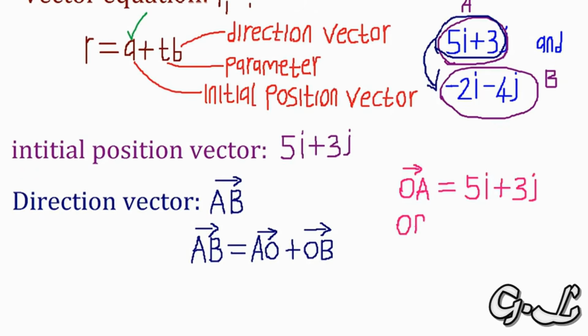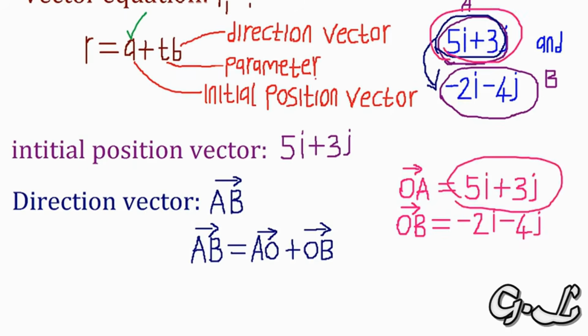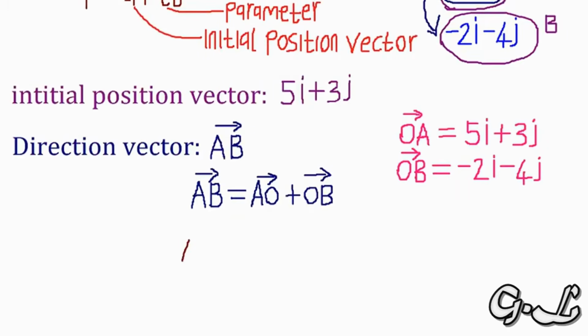And then what about vector OB? Again, we're going to say that the point B is relative to the origin, and it is going to be OB. It is from O to point B. So it is going to be negative 2i minus 4j, just like that. So that is how it is going to be. And then what is the next step? The next step that we're going to take is that we're going to start replacing what we have.